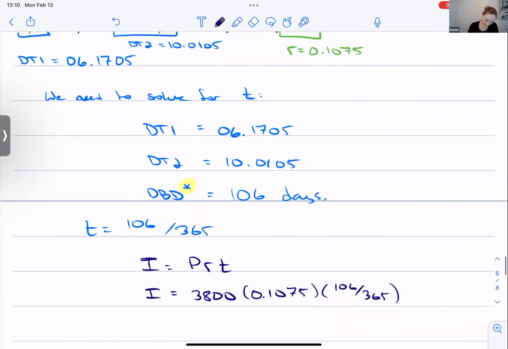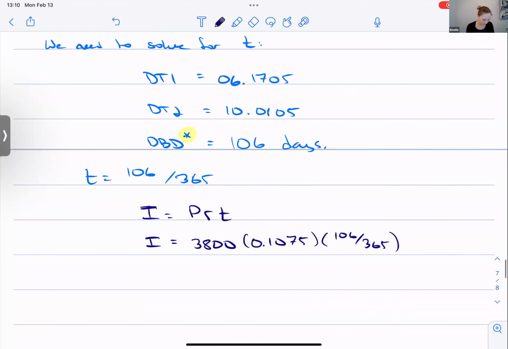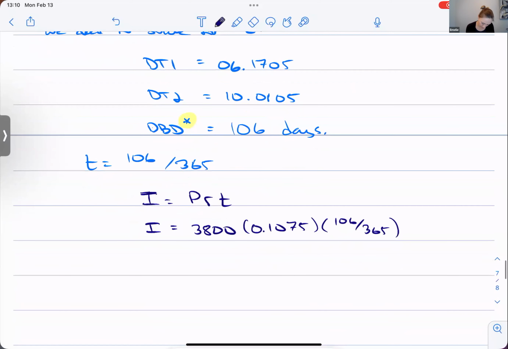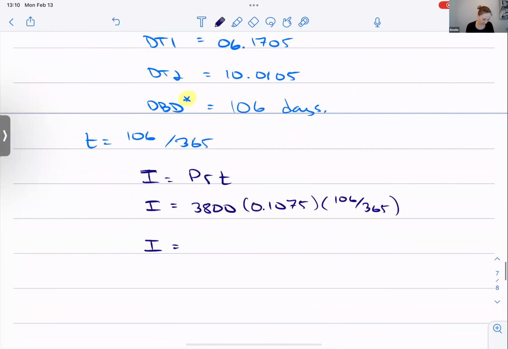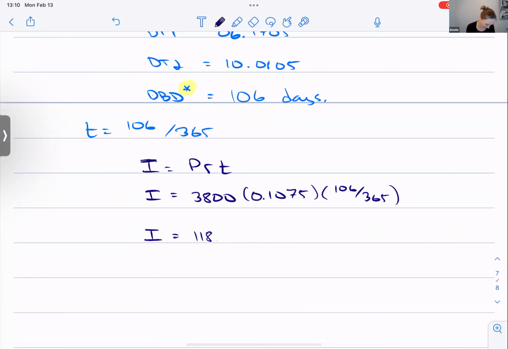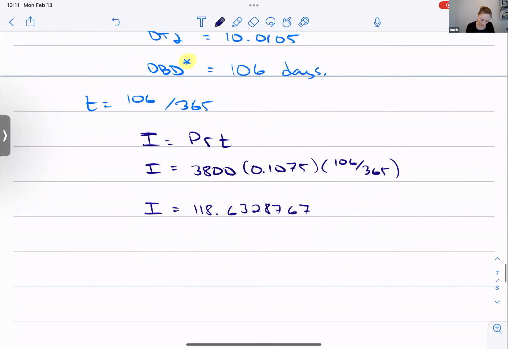Okay. I then is going to be 118.6328767. But remember that I is a dollar amount. Don't confuse R and I. I is the amount and R is the rate. So the dollar amount is $118.63. Okay.